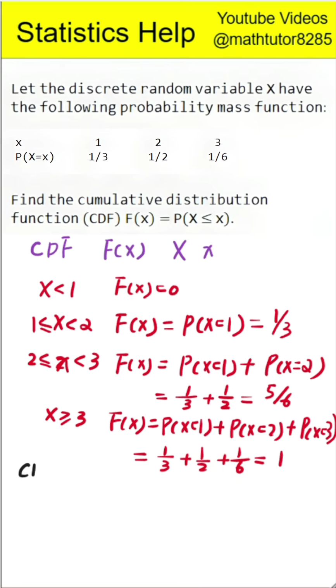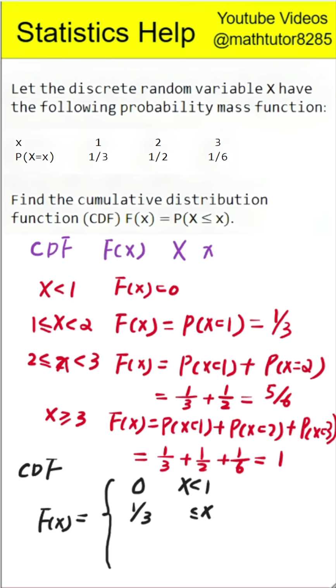Next step is to write out the final result for the cumulative distribution function. Putting this together, the cumulative distribution function F of x is as follows. It is 0 when x is less than 1. It is 1/3 when x is between 1 and 2. It is 5/6 when x is between 2 and 3. It is 1 when x is 3 or greater.